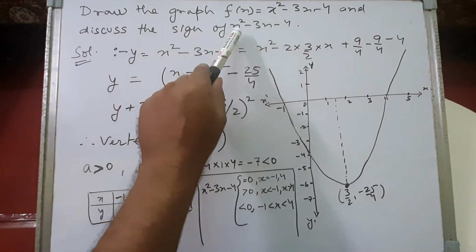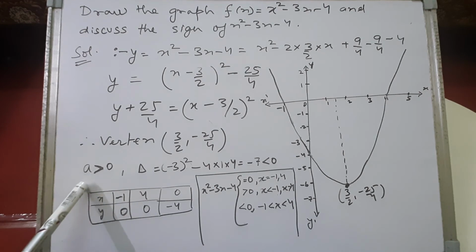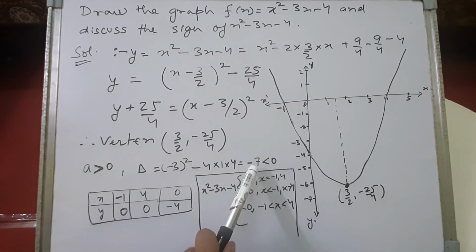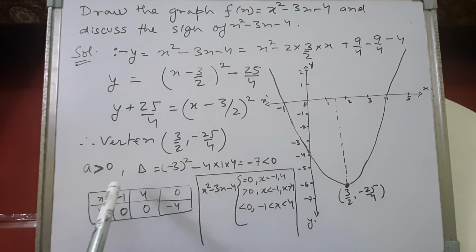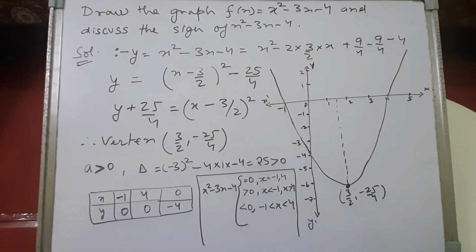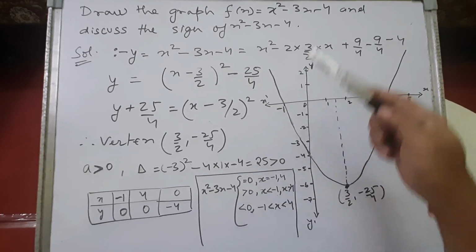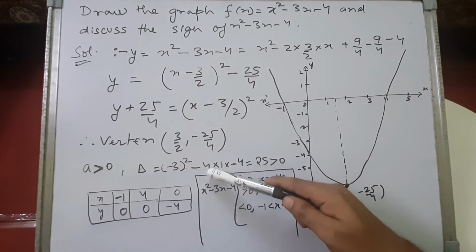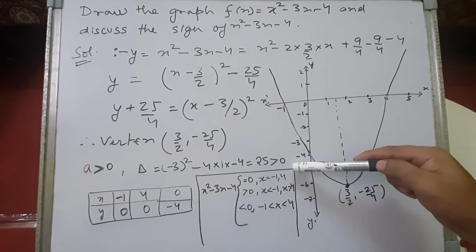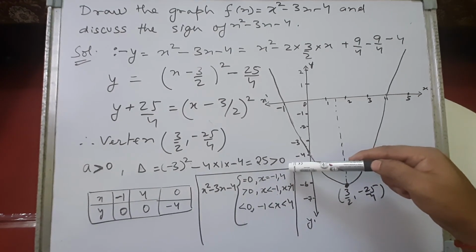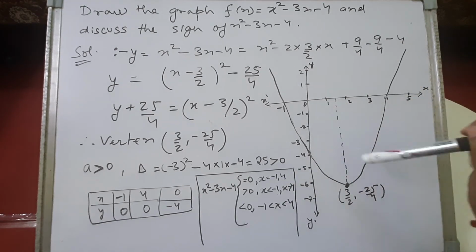The value of a, which is the coefficient of x², is 1, that is greater than 0, and the discriminant b² - 4ac, we know that the parabola will be formed upward for a greater than 0. Sorry, the discriminant is greater than 0: (-3)² - 4 into 1 into -4. The value of c is -4, right? So it will become 9 + 16 = 25, which is greater than 0, right? So when a is greater than 0 and the discriminant is also greater than 0, then this parabola will be formed.